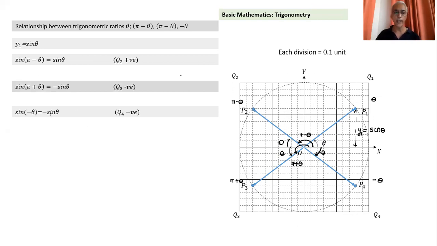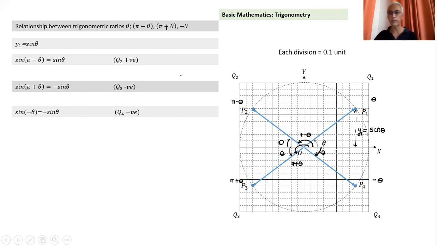So this is how all the angles are related. All angles theta, pi minus theta, sorry, this should be pi plus theta, and minus theta. This is the relationship of the sine of these angles. Very easy, it makes sense. Quadrants 1 and 2 are positive, and 3 and 4 are negative.